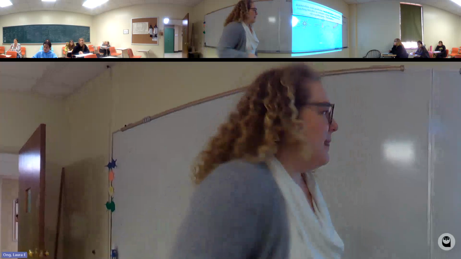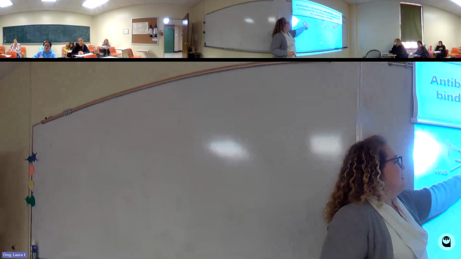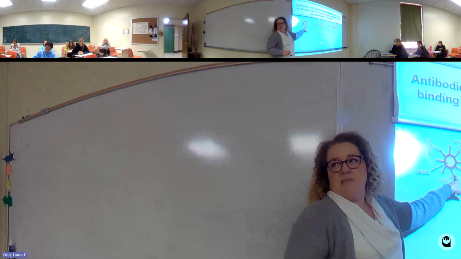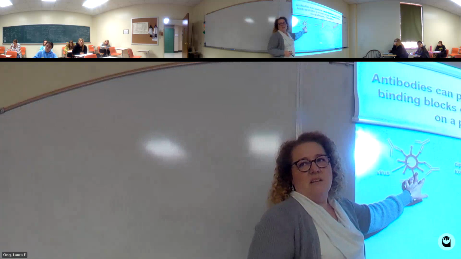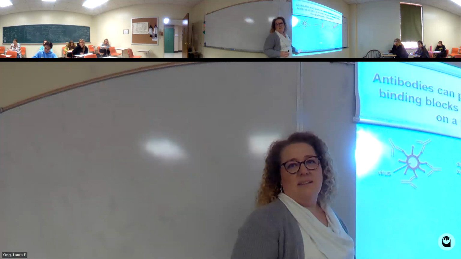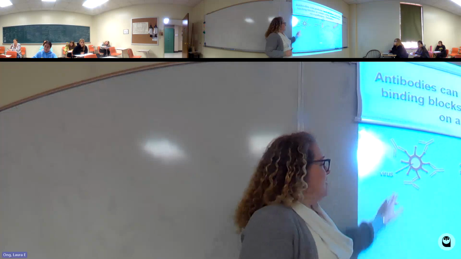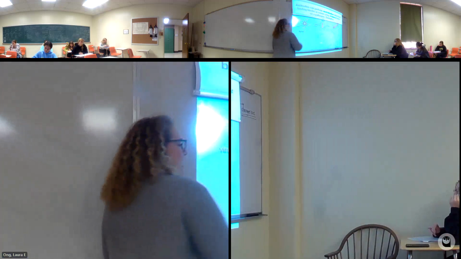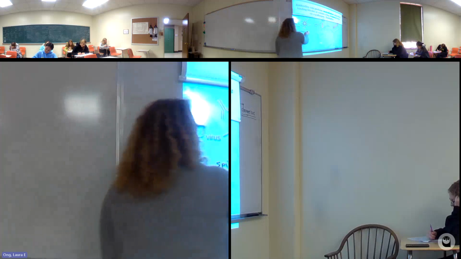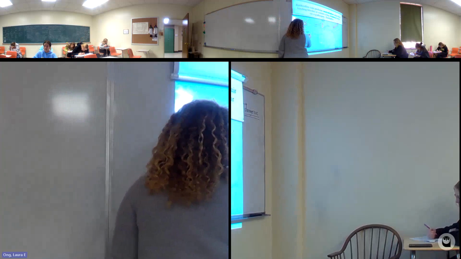So one example is if you have an antibody bind on to the virus out here, what part of the virus is this? Those are spikes. And what are the spikes supposed to do for the virus? Bind to the host cell. So if virus spikes have antibodies stuck on them, the spikes now can't bind the host cell.